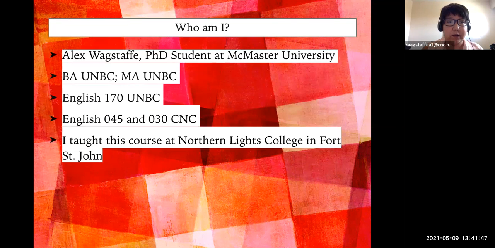So, I am Alex Wagstaff. I am currently a PhD student at McMaster University, which I am doing remotely. So, I am located in Prince George at this moment. I did my bachelor and my Master of Arts at UMBC. I started teaching when I was in my master's, and I taught English 170 at UMBC. I have previously taught academic upgrading, which is English 045 and 030 at CNC. And I have also taught a version of this course at Northern Lights College in Fort St. John.